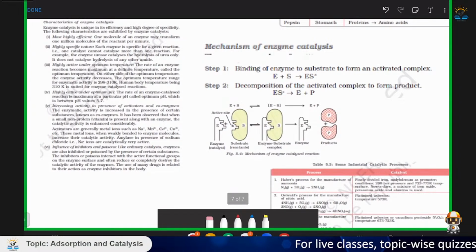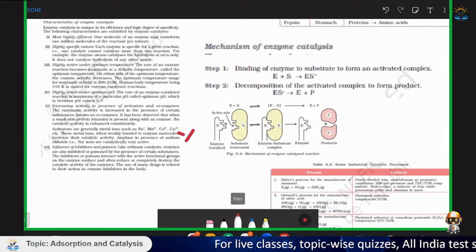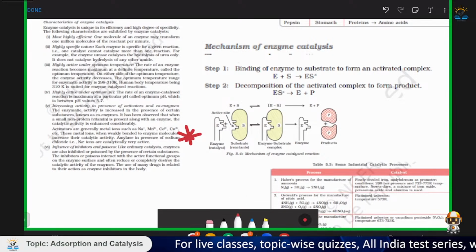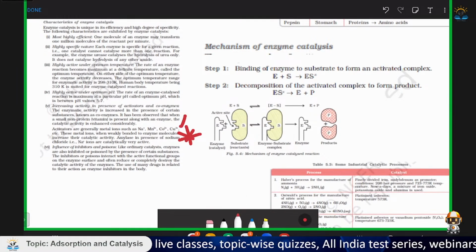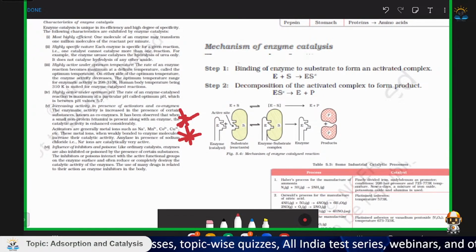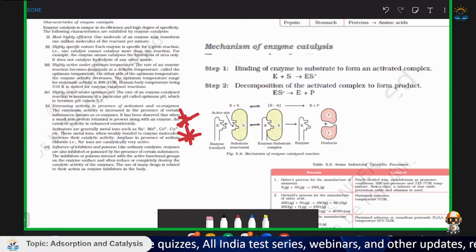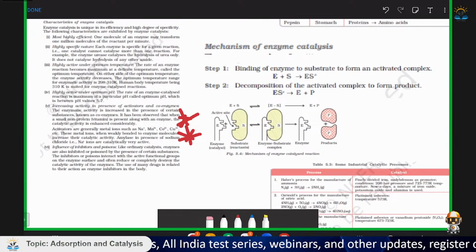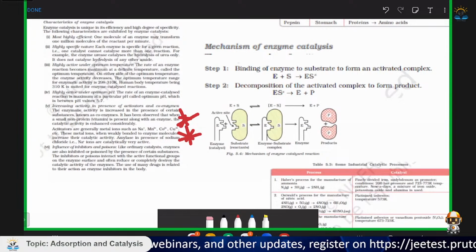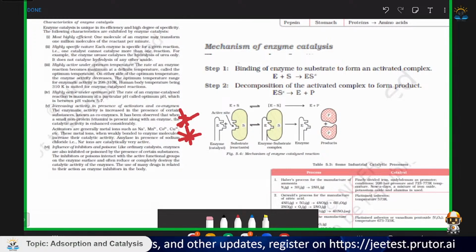The enzymatic activity is increased in the presence of certain substances known as coenzymes. It has been observed that when a small non-protein, otherwise called a vitamin, is present along with an enzyme, the catalytic activity is enhanced considerably. Activators are basically metal ions. These metal ions, when weakly bonded to enzyme molecules, increase their catalytic activity. Amylase in presence of sodium chloride, so amylase has Na plus as activator.